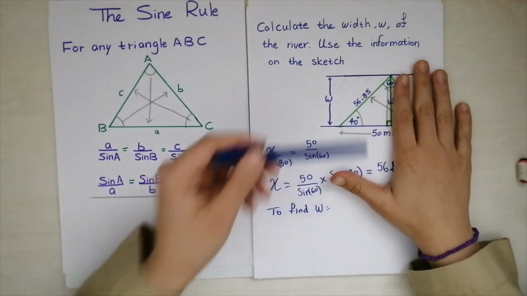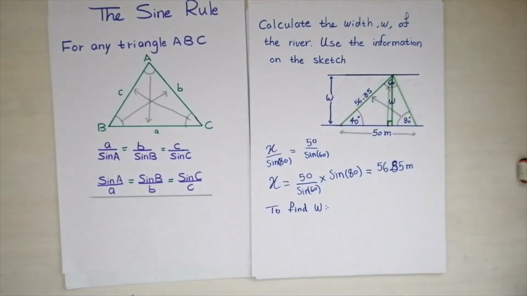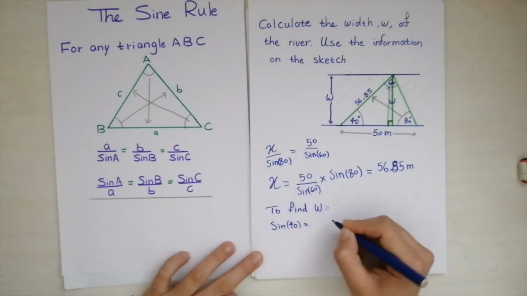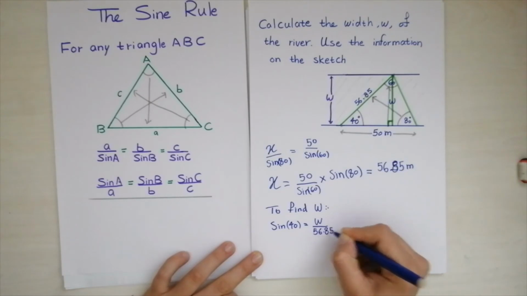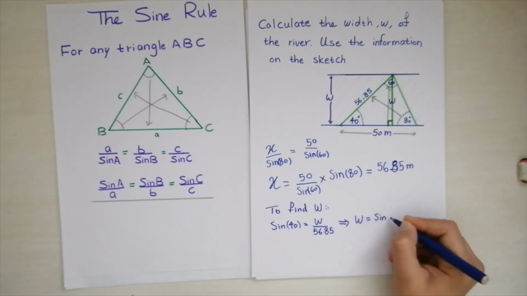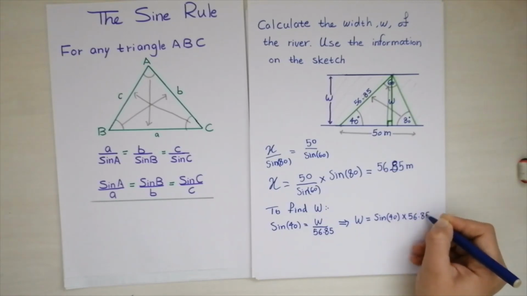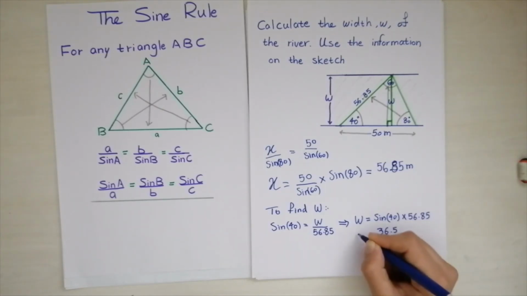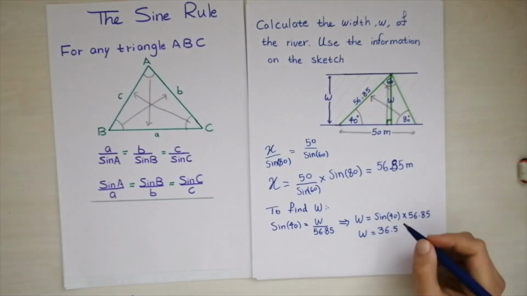As you can see, sine 40 is equal to opposite, which is W, over the hypotenuse, which is 56.85. So sine 40 is equal to W over 56.85. And this means that W is equal to sine 40 times 56.85. And the answer will be 36.5. So W, which is the width of the river, is 36.5 meters.